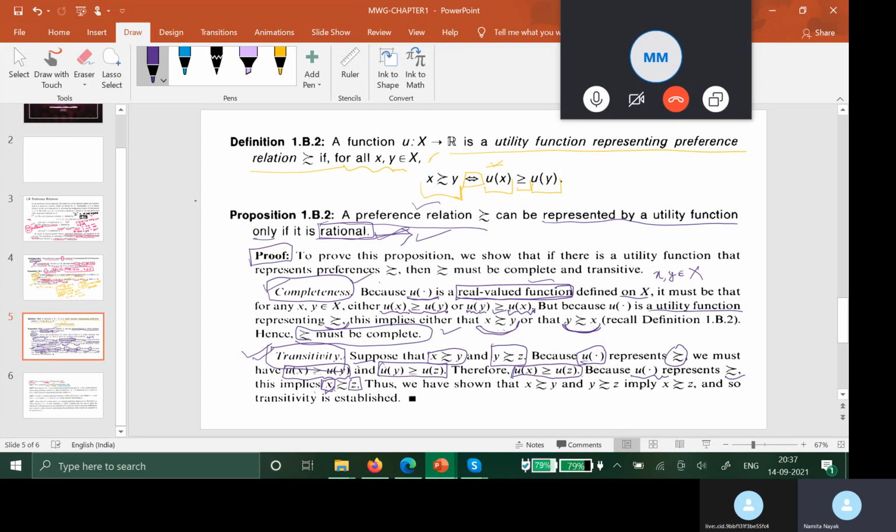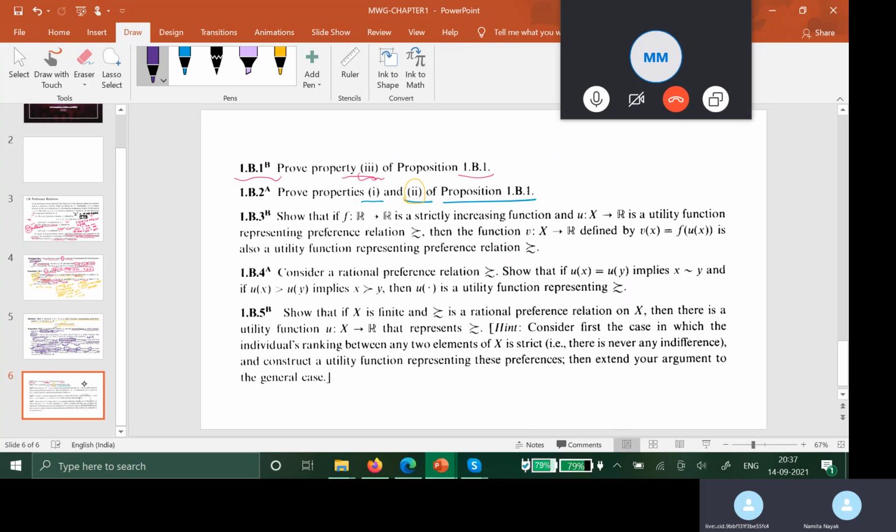So now you have solved this one, let's solve this next one, because this is related to utility function. This question says that this function is real valued and strictly increasing. This u is one utility function that is representing one preference relation. Then this function v, which is a transformed version of the original utility function, is also a utility function that is representing the preference relation. So you have to show it.